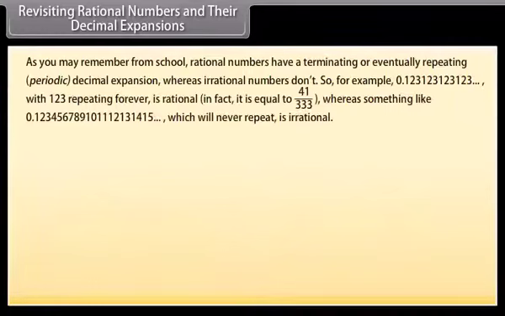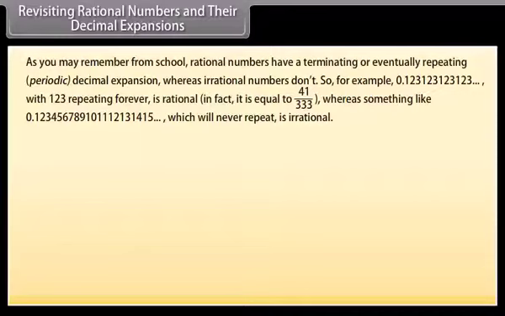Revisiting rational numbers and their decimal expansions. As you may remember from school, rational numbers have a terminating or eventually repeating periodic decimal expansion, whereas irrational numbers don't. So, for example, 0.123123123123, and so on, with 123 repeating forever, is rational. In fact, it is equal to 41 upon 333.